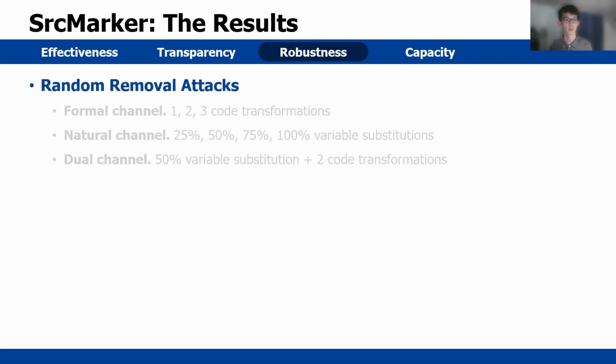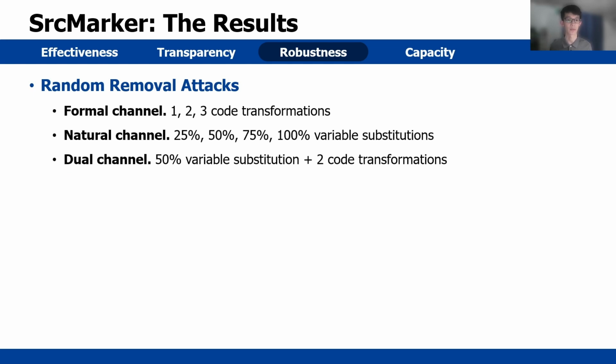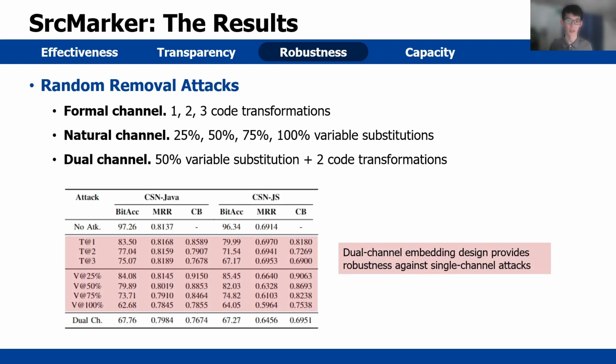And for random removal attacks, we mainly consider random perturbations on the two channels. In the formal channel, we randomly perform 1 to 3 code transformations. And in the natural channel, we randomly rename a certain proportion of the variable names in the code. We also consider a moderately strong dual channel attack, where we randomly rename 50% of the variable names and perform 2 random code transformations. Results show that SrcMarker is relatively robust to single-channel attacks.